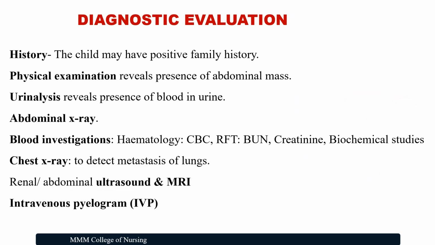About the diagnostic evaluation of the condition, first we have to collect a detailed history from the parents, and a physical examination to reveal the presence of an abdominal mass, and urine analysis that reveals the presence of blood in urine, abdominal x-ray, and blood investigations such as complete blood count, renal function test, blood urea nitrogen, creatinine, biochemical study. These all reveal the condition. Chest x-ray, abdominal ultrasound and intravenous pyelogram are the investigations we have to do to rule out the condition.